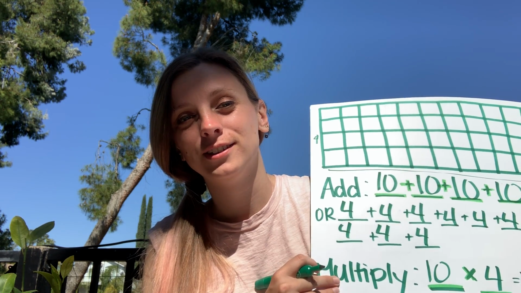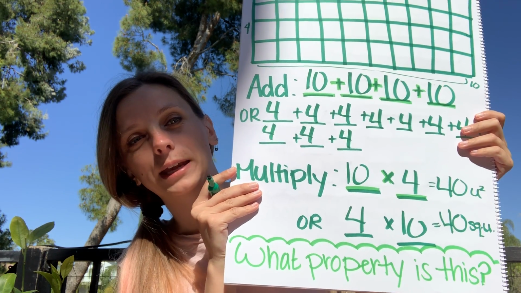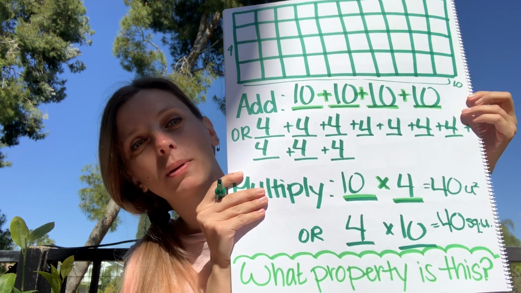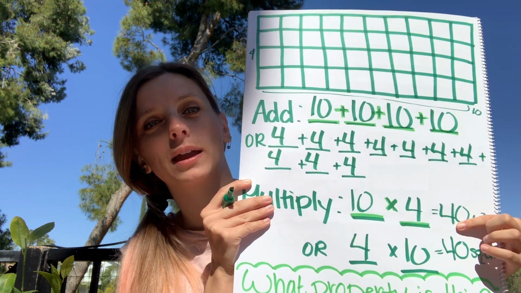So it's called commutative property. And that's what we're really seeing here. So some of you might have solved it this way, some of you might have solved it this way, some of you might have solved it this way. Either way, we should all end up with the same answer, which is 40 units squared.